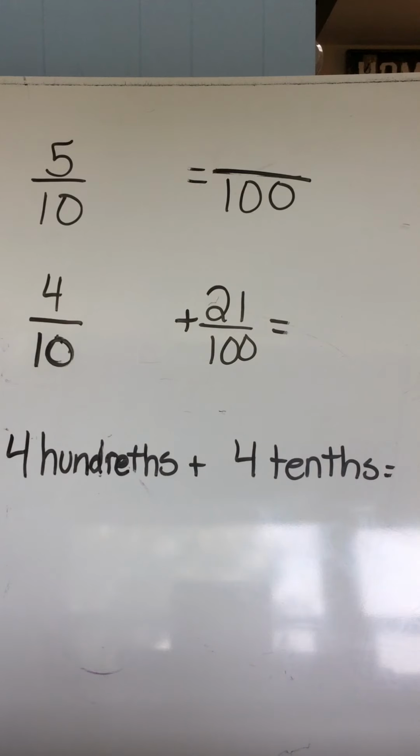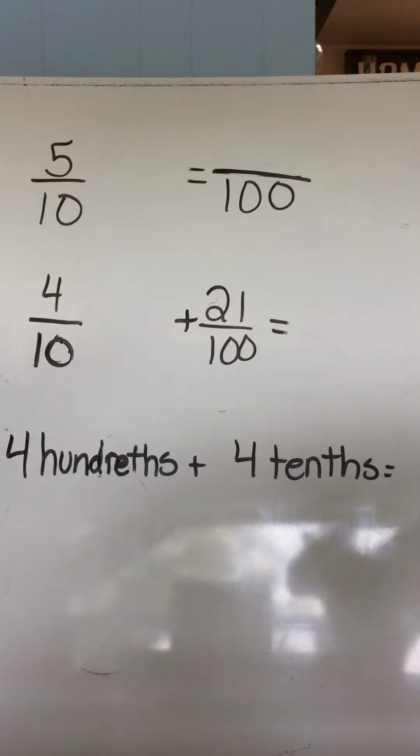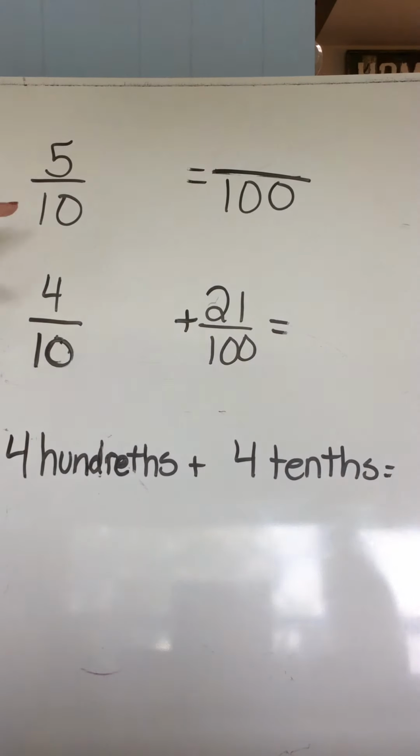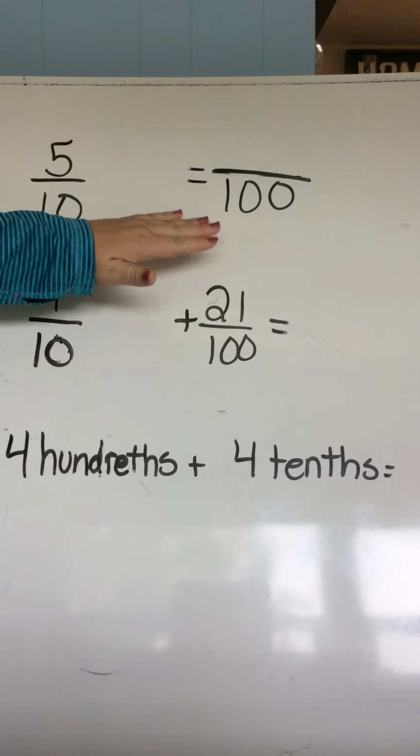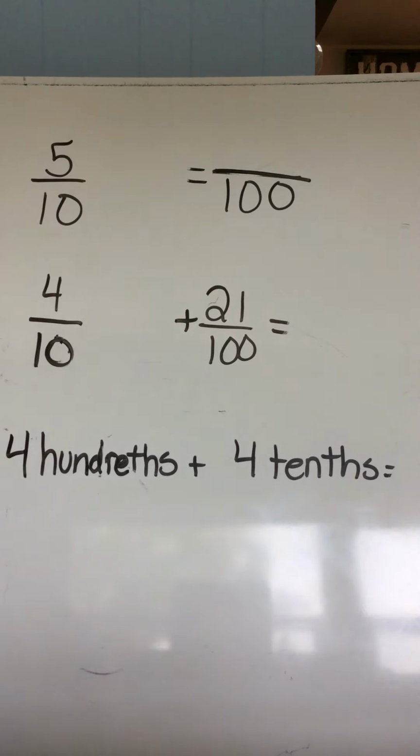Okay, so remember, when we add fractions, they have to have the same denominators. They have to be parts of the same whole. So this week, they're not. We have tenths and hundredths, okay? All right, so I have three problems up here. The first problem, we're just going to keep it simple, and we're going to find an equivalent fraction for 5/10 with the denominator of 100ths.